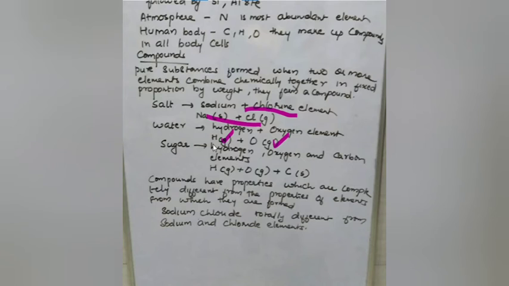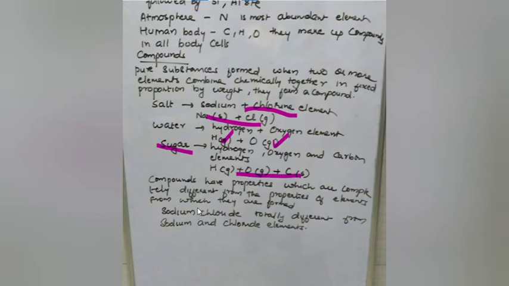Then the next one is sugar. Sugar is the combination of hydrogen, oxygen and carbon. When they are combined in the required proportion, we get what we use as sugar. These three components are gases: hydrogen exists as a gas, oxygen exists as a gas and carbon exists as a gas. Compounds have properties which are completely different from the properties of their elements. We all know that because compounds are formed by the combination of two elements.